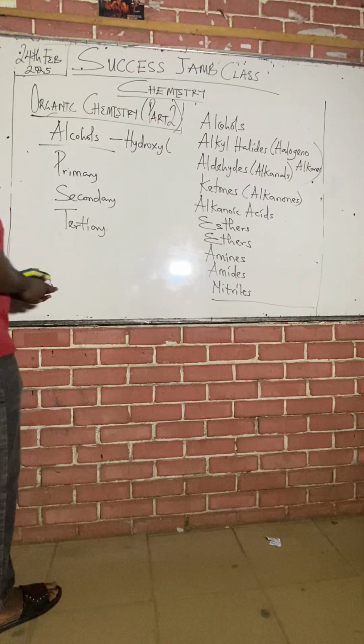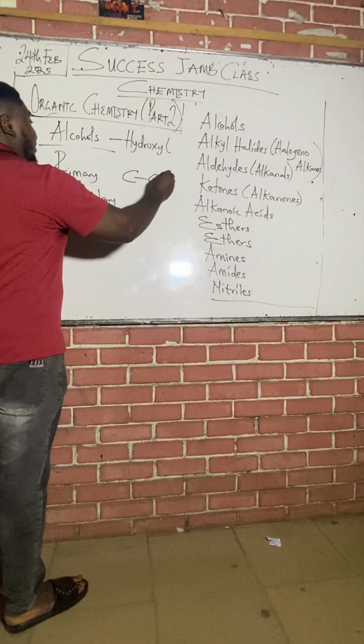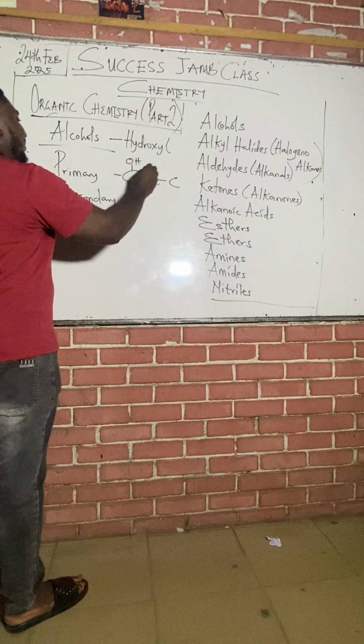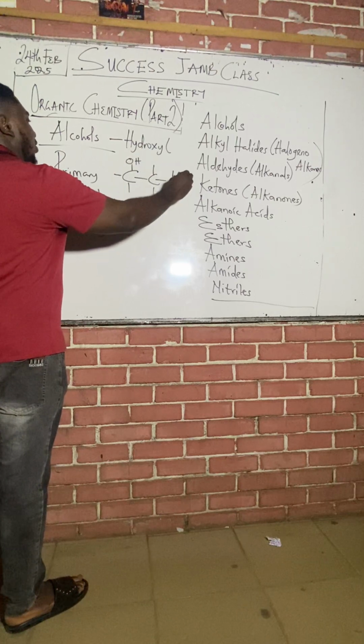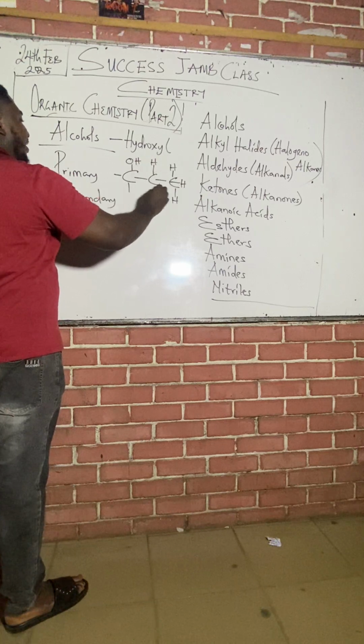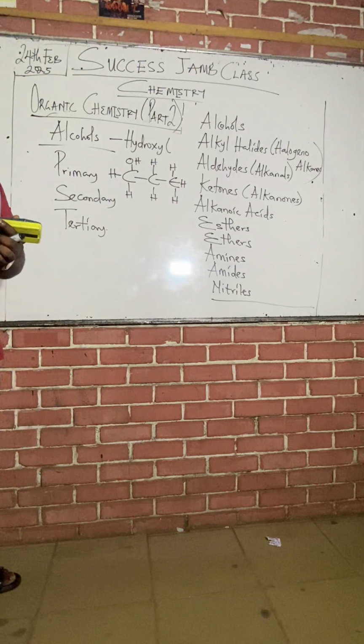Now, how do you determine a primary or secondary or tertiary alcohol? Go to the carbon that's carrying the OH group, and find out how many hydrogens are attached to it.